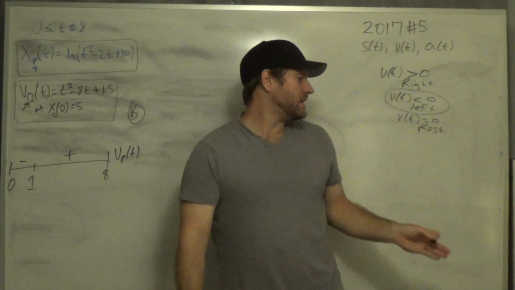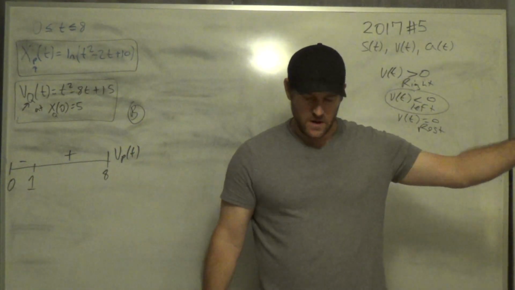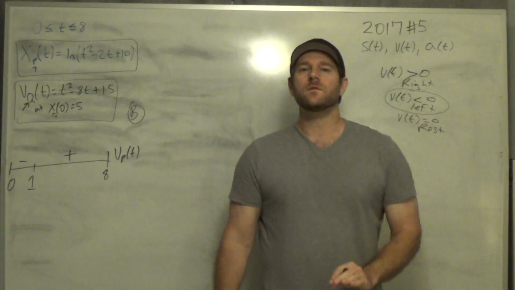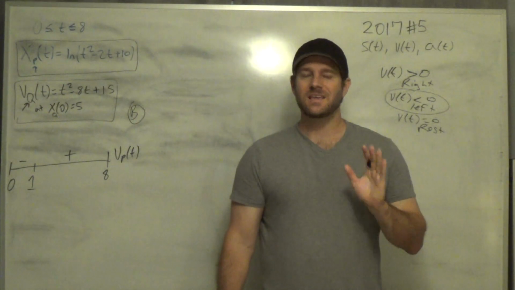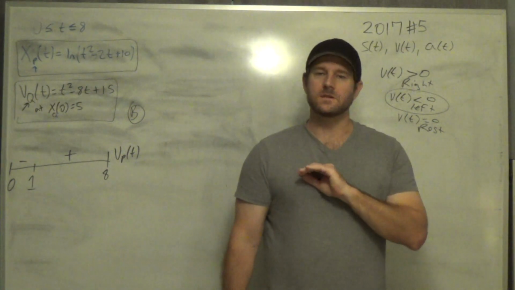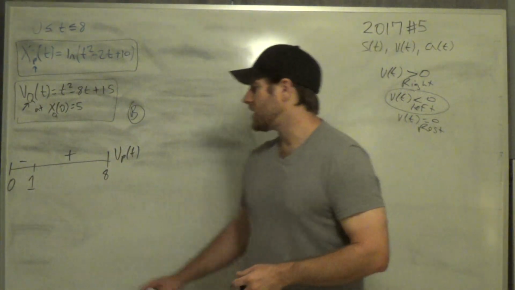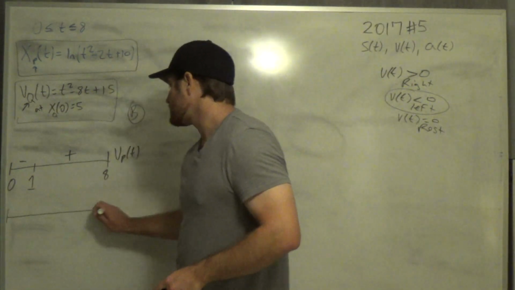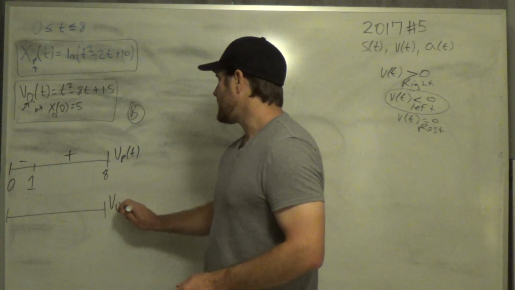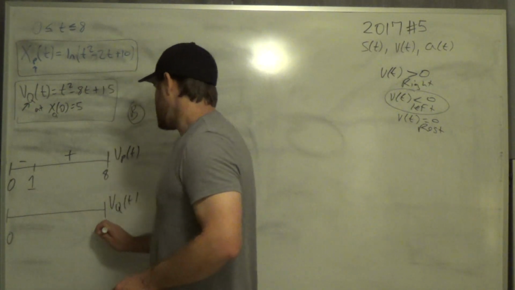All right, part B says, find all times t during which the two particles are moving the same direction. They will be moving the same direction when their velocities have the same signs. When both of their velocities are negative, they're both moving to the left. When both are positive, they're both moving to the right. So we need to have a sign chart for both of their velocities. So I already have this velocity for particle P. I'm now going to make a sign chart for particle Q, and that's going to help us answer this question.